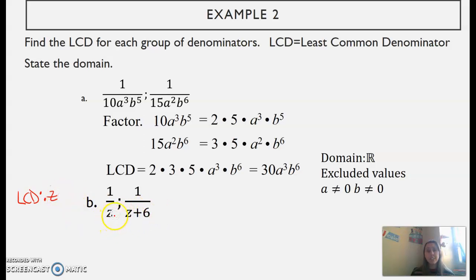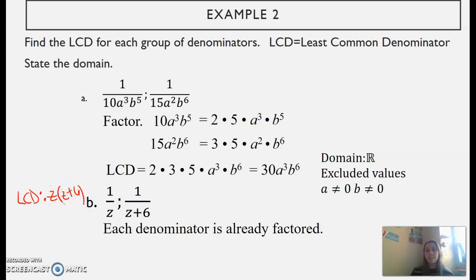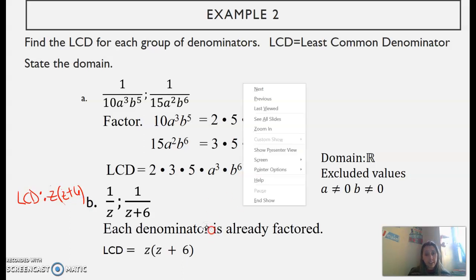I don't have a z plus 6 in the first one, so I write everything that's in the first fraction, and then everything that is missing from the second one. So if this one had, like let's say it had an additional z, I wouldn't have to write it again. So then I'm going to have z plus 6. So again, each denominator is already factored, so my LCD is everything that's in the denominator in the first fraction, and then anything that's missing from the second one.